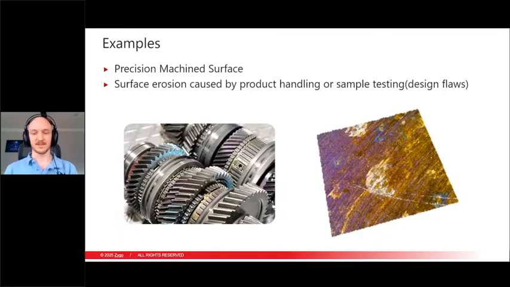And then finally, we have an example of a precision machined surface. In this case, we can clearly see the presence of different defects on this surface. Something like this.